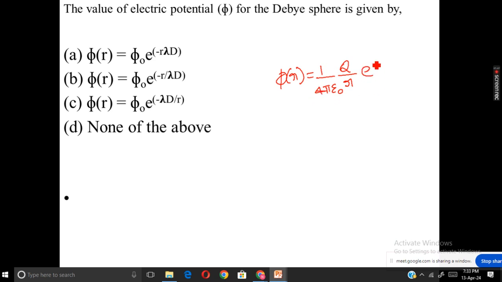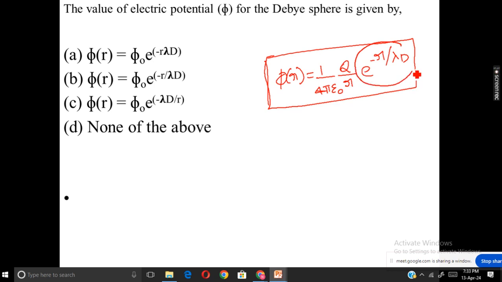Within a plasma, an additional term which is e exponential minus r by lambda d will also come. So this is the additional term that comes due to the plasma. It kind of exponentially decreases. The potential that is felt will exponentially decrease as the distance from the charge is increasing. That is not present in case of Coulombic potential. So that is the difference.